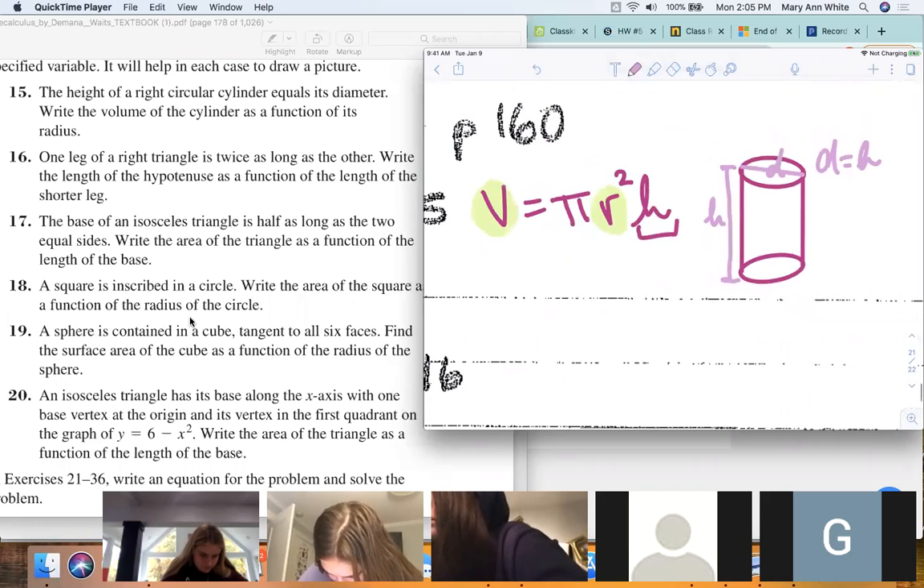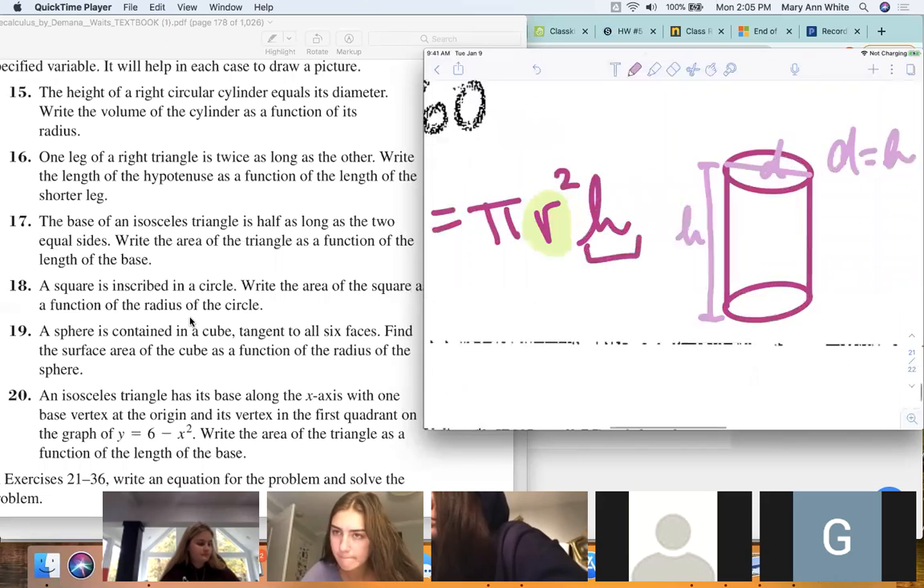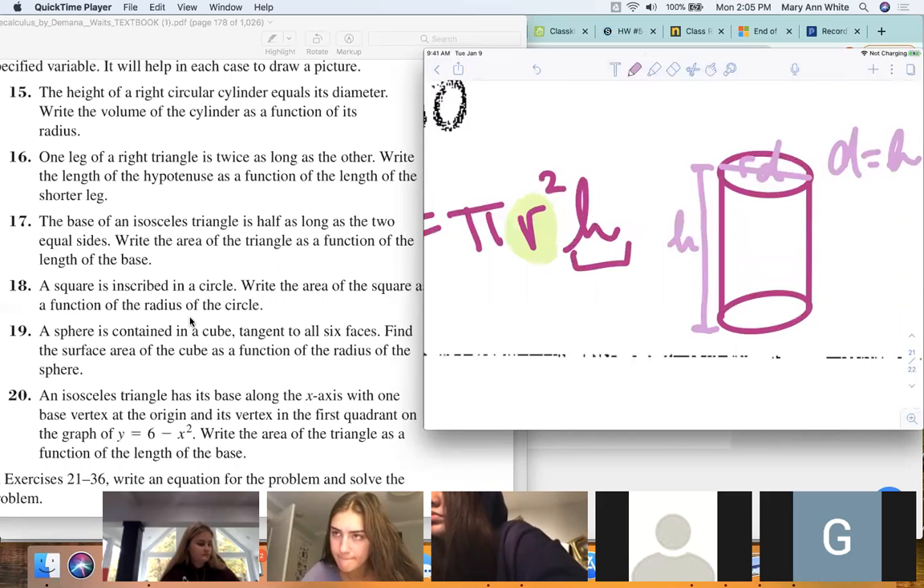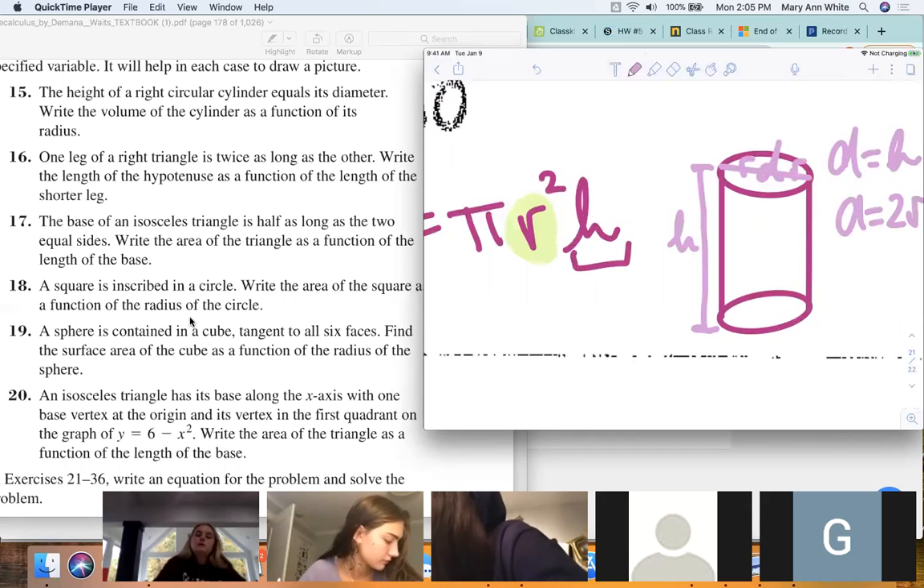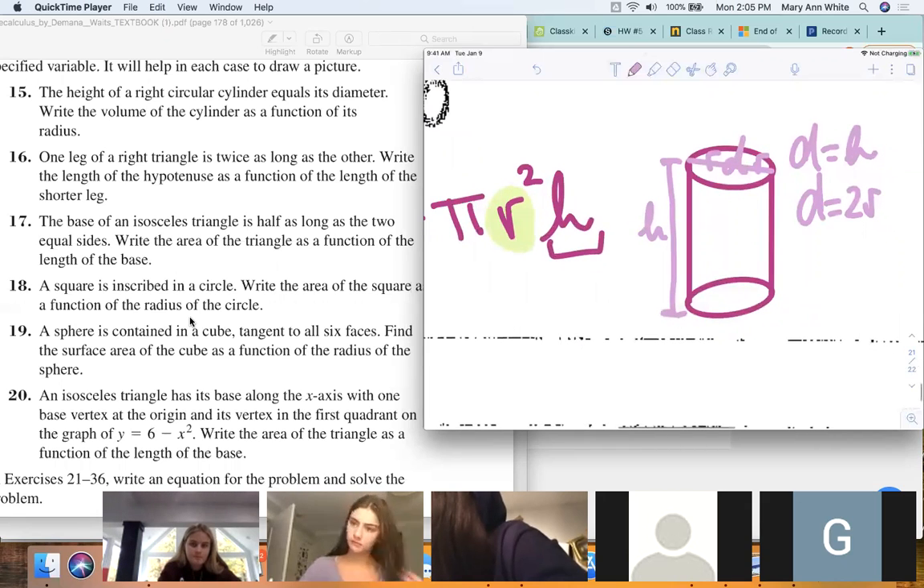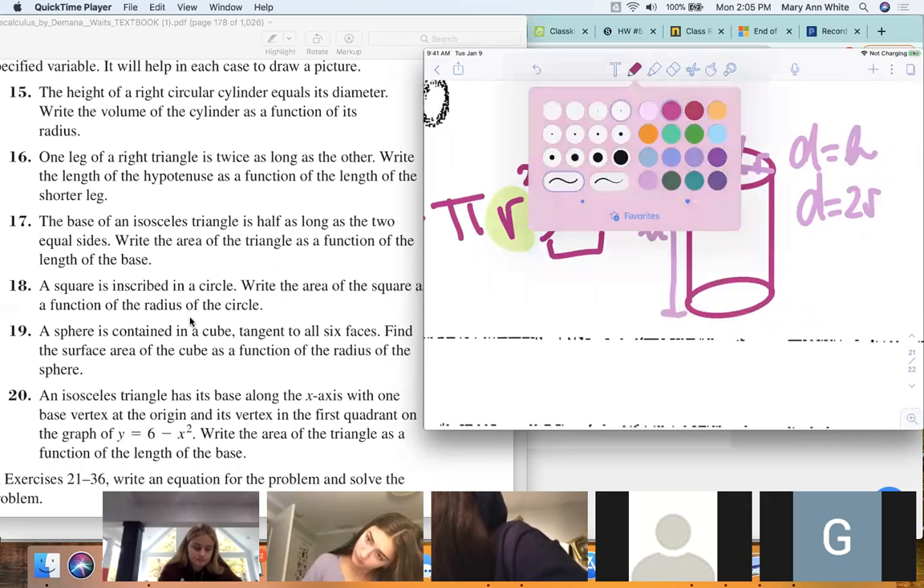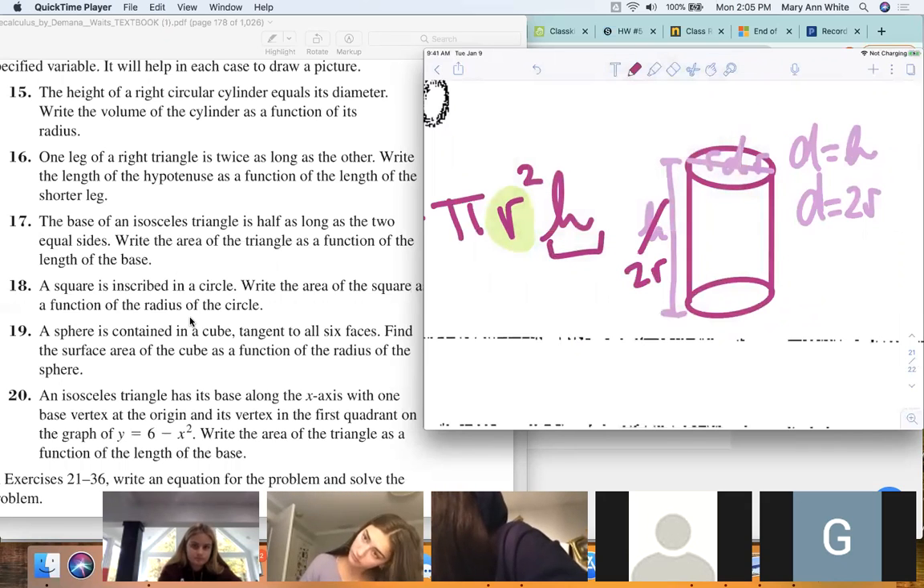Based on the equation that was given to me, I need to rewrite h in terms of r. Well, we know diameter in terms of r, right? We know diameter is 2 radius. It's radius plus radius, or 2r. Well, if diameter equals 2 radius, so does height. So I can think of height as being written as 2r.